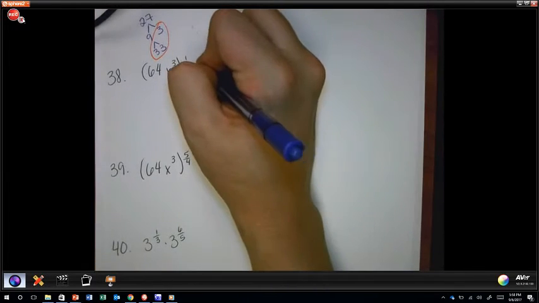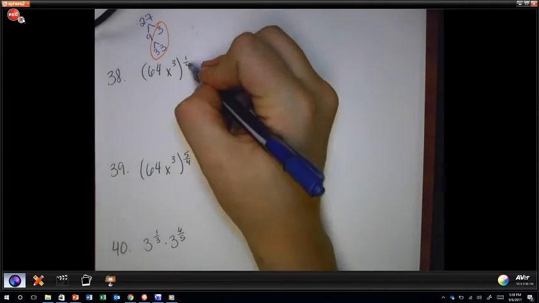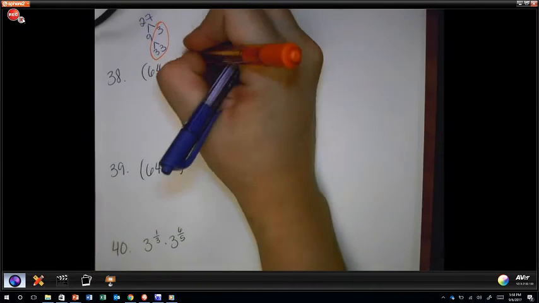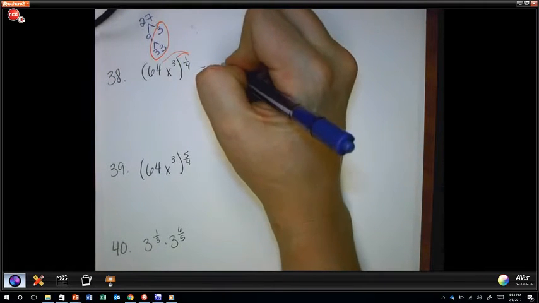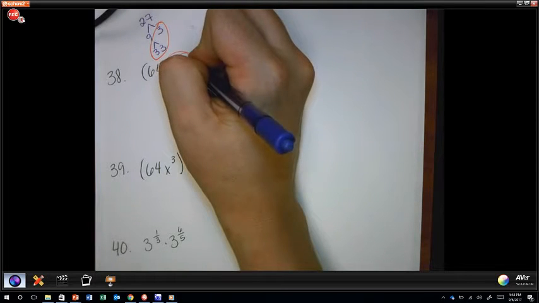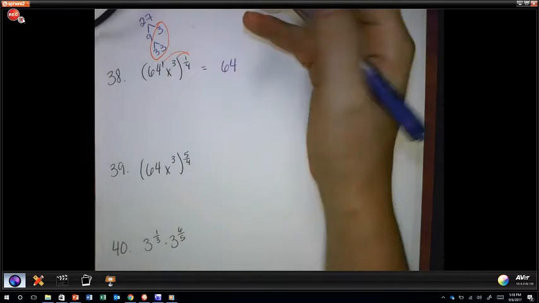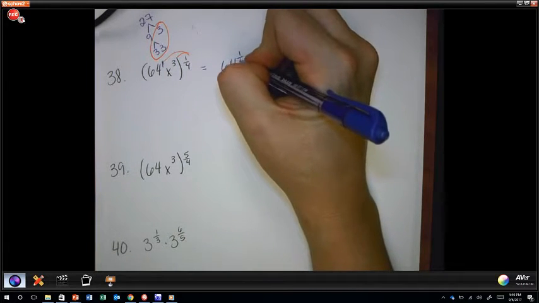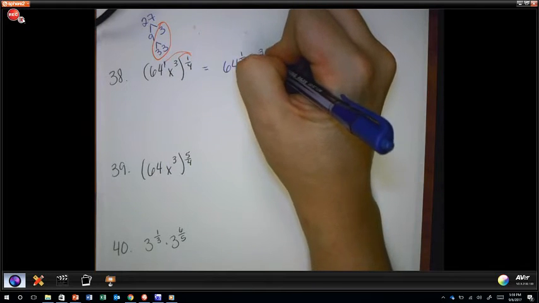Number 38. I can distribute my exponent so that I have 1/4 times my exponent of 1, because my coefficient has an exponent of 1, and 3 times 1/4, which will be 3/4.